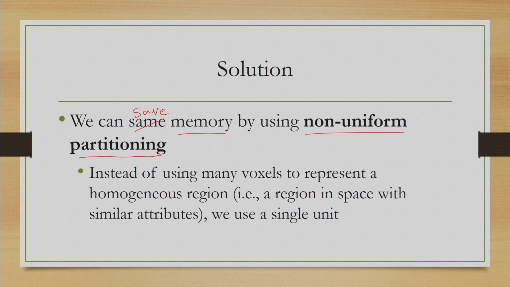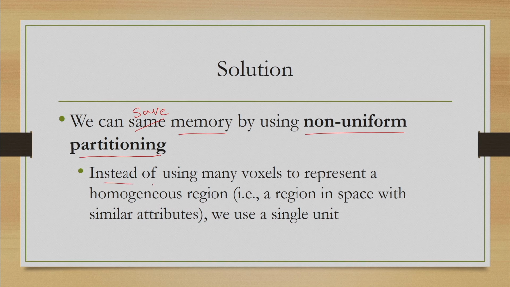So, earlier we were talking of partitioning a region into uniform sized voxels. Now, we are talking of non-uniform sized space partitioning. What is that? That is, instead of using many voxels to represent a homogeneous region, that is a region where the property is the same everywhere, we use a single unit. So, we do not divide that region further. Instead, the whole region is represented as a single unit.